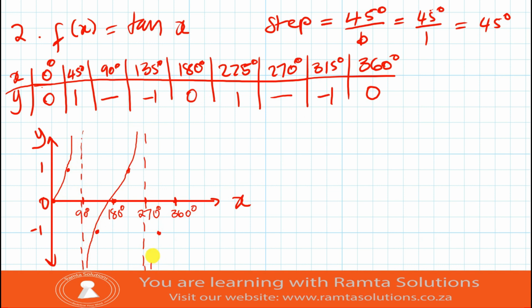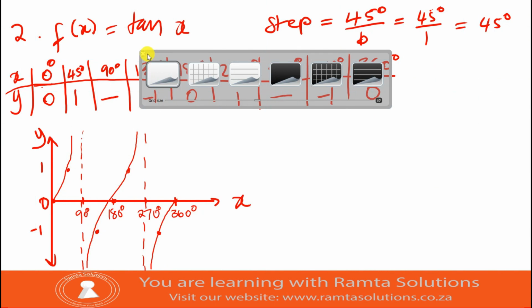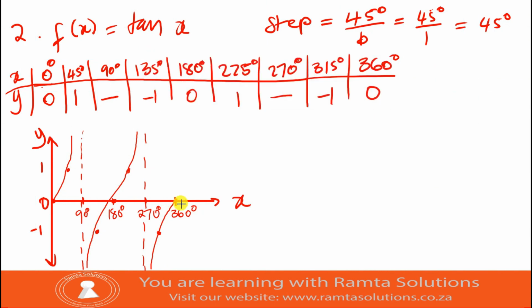Okay, your graph looks like this. Let me erase this, and then you will see. Can you see that? So this is how our graph looks right now. Can you see that?